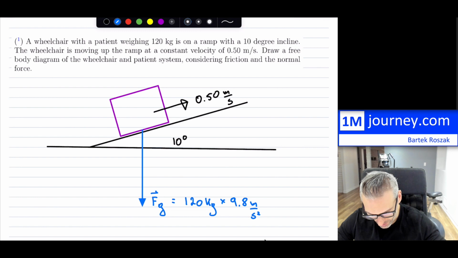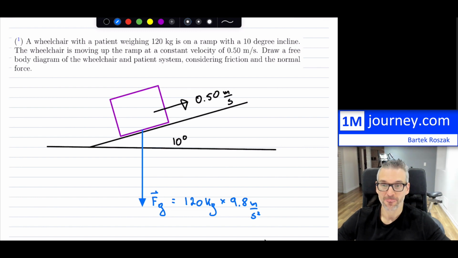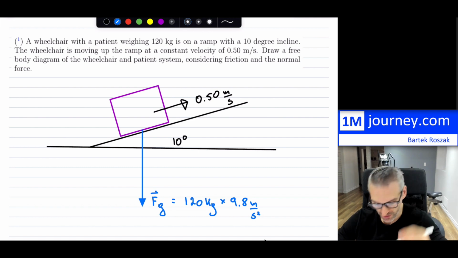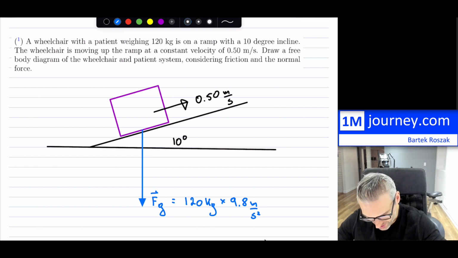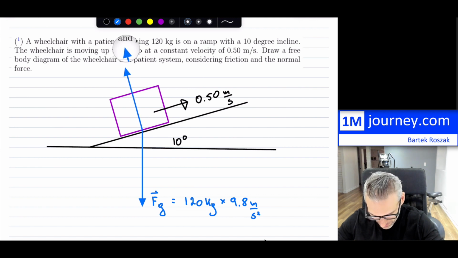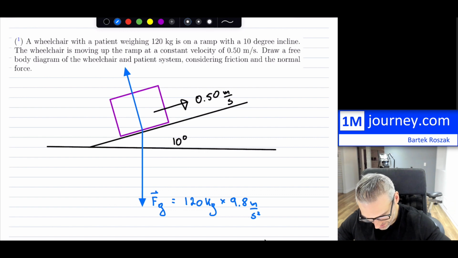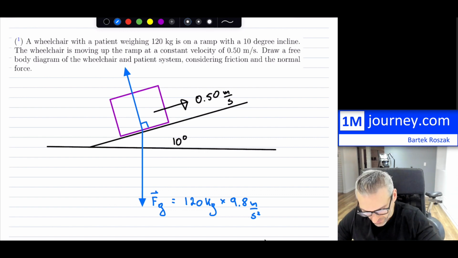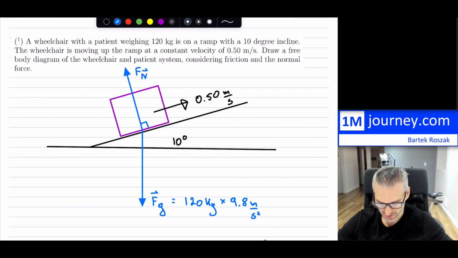Now, the other component that we have is, of course, the normal force. Now, the normal force is always perpendicular to the surface. So I'm actually going to draw it off of this, just so that you can see. So this is going to be pointing out, but it's perpendicular to the surface. So I'm going to do the little perpendicular symbol, which is that square. This is actually your force of normal. All right, so that's what we would have over here.